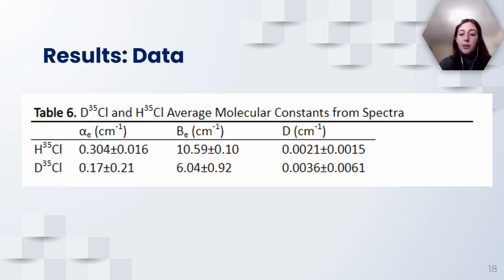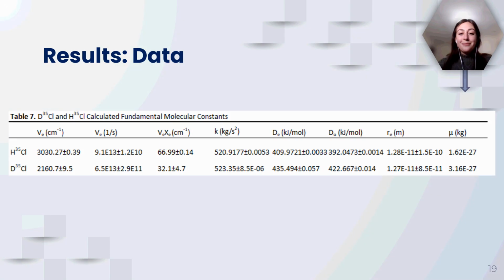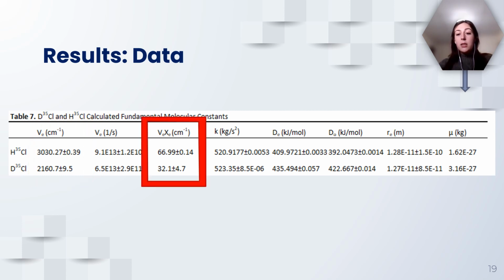Additionally, D, the energy of the bond, was calculated, and it was found to be a similar value for both compounds. Here we have the last set of molecular constants calculated as well. To start, V sub E, our harmonic frequency, we see that DCl is lower than that of HCl, which makes sense because mass and harmonic frequency are inversely related. From that, our anharmonicity constant was calculated, again following the same trend.